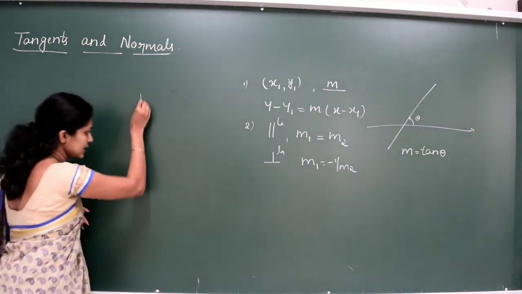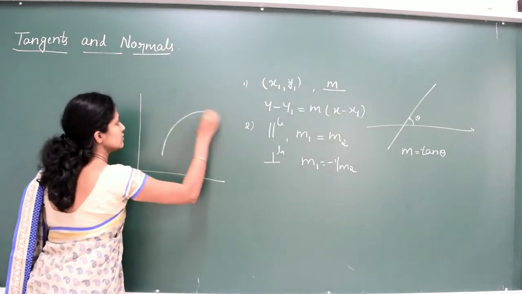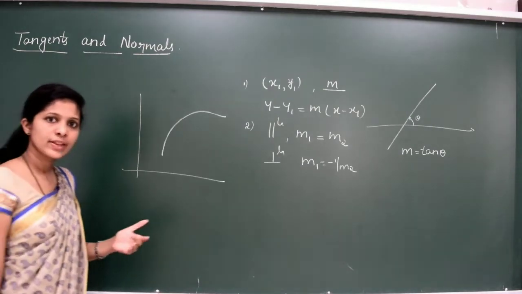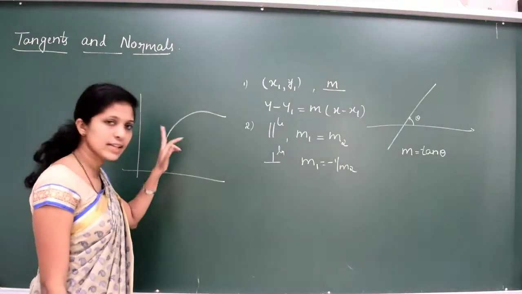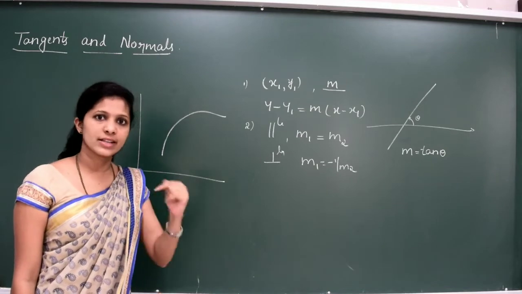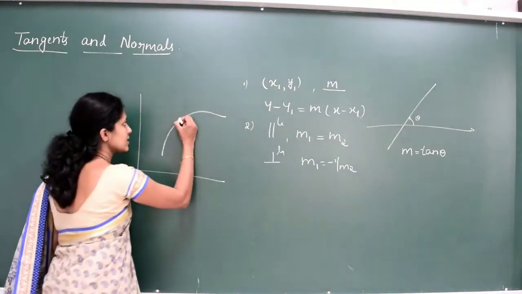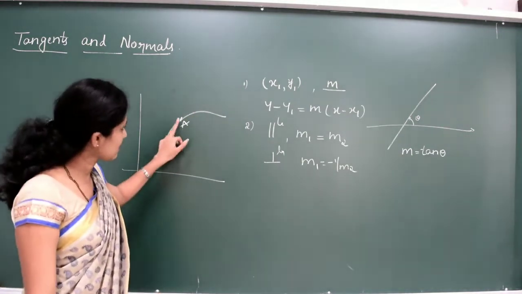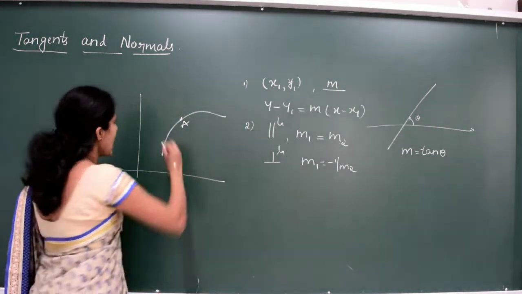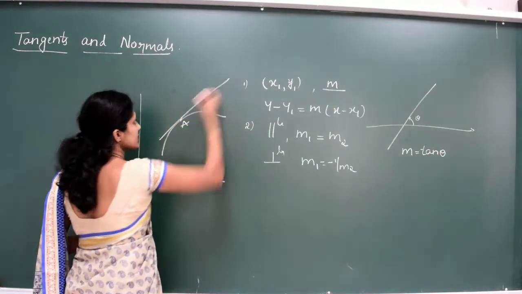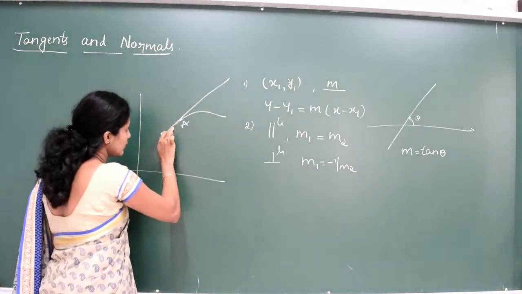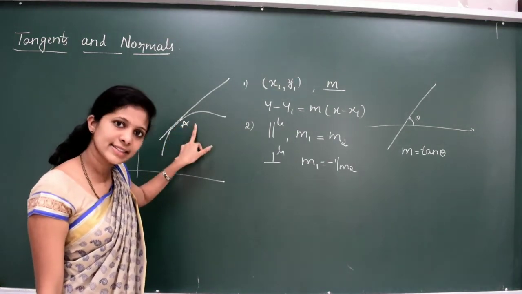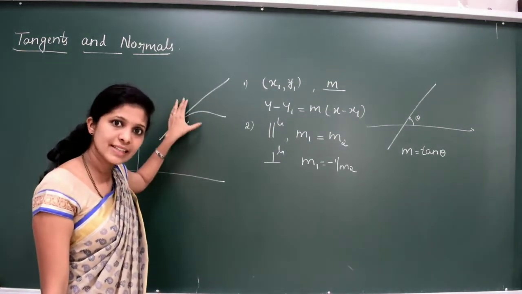For example, let me consider a curve. Okay, this is one curve, and you know about tangent. What is a tangent? A line which touches the curve at a single point. That is called a tangent, right? So let me consider this point as A, and this is the tangent line. It touches the curve at only one point. So this is a tangent line and it touches the curve at a single point.